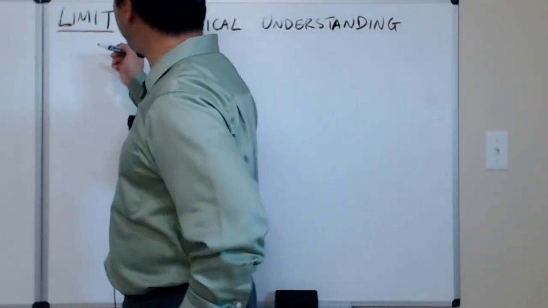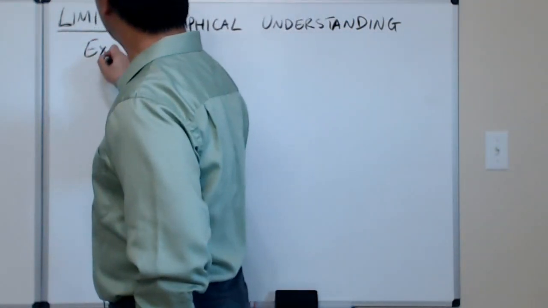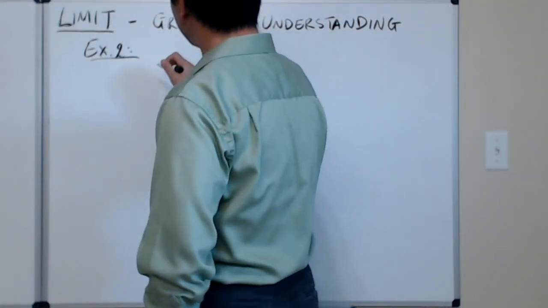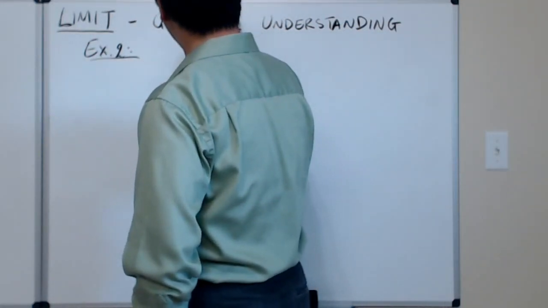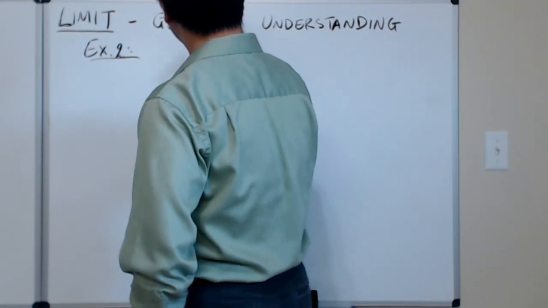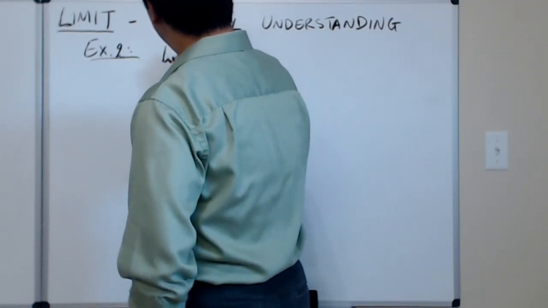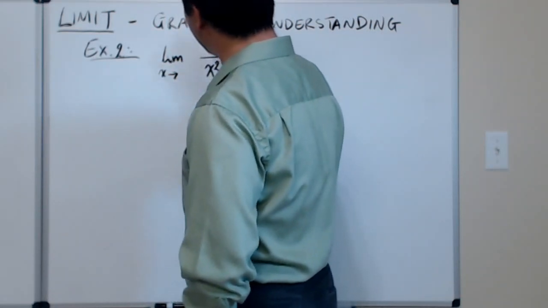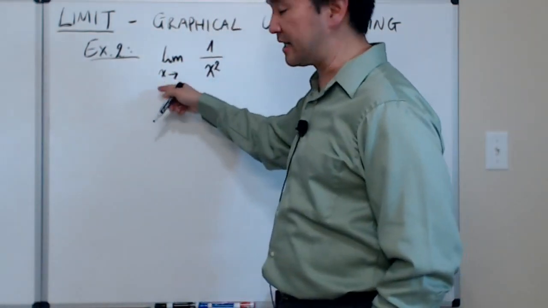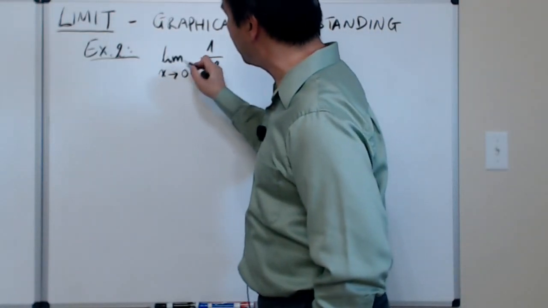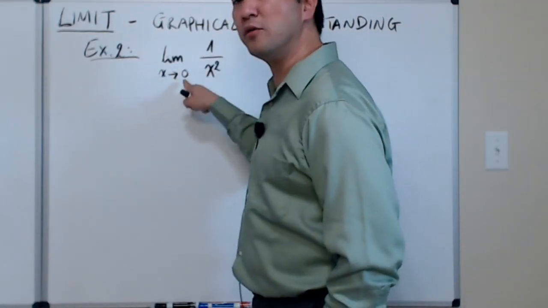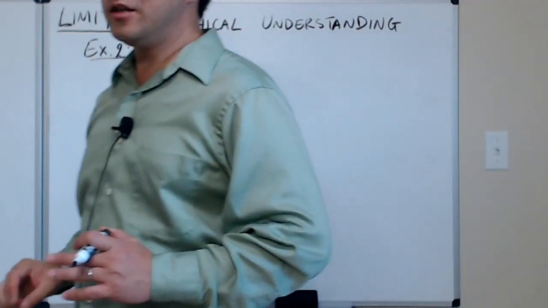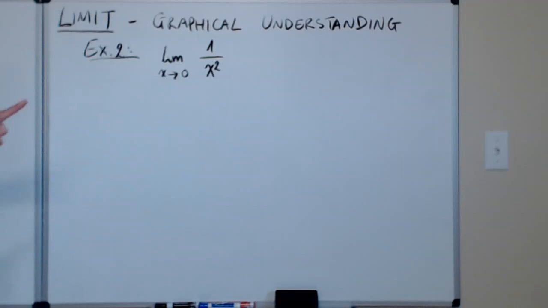And so in example 2, we had our function being 1 over x squared. And once again, with this function, we want to find the limit of the function 1 over x squared as we let x come close to 0, generally from both sides. Okay. And so let's look over to the graph of 1 over x squared.